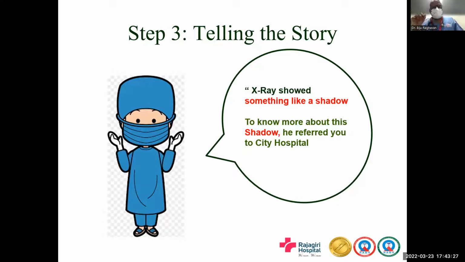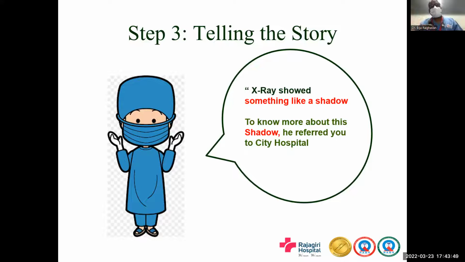So you can notice that I have filled in the blanks with words like something like a shadow. And in the next sentence, I have escalated that information. It is no longer something like a shadow, it has become shadow.